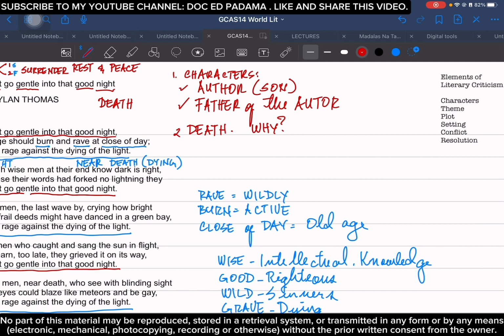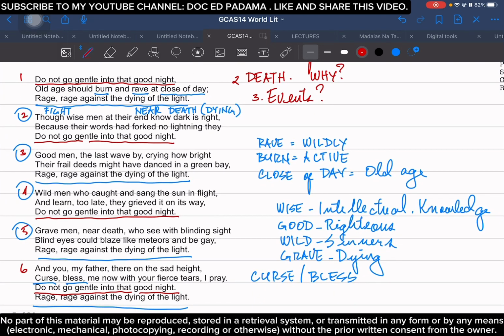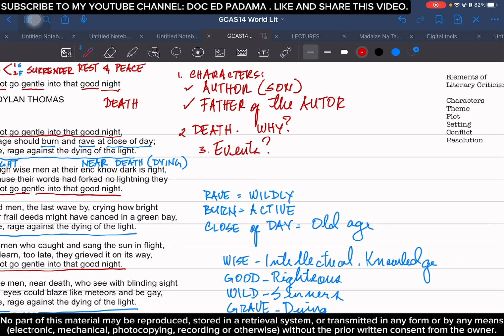And then the third one is the plot. The plot is the sequence of events that transpired during that particular literary piece. So you can already write what were the events that transpired. Based on our discussion that were presented in the form of these stanzas, you can already give your idea of what transpired during this particular conversation of Dylan Thomas and his father. So that is number 3.